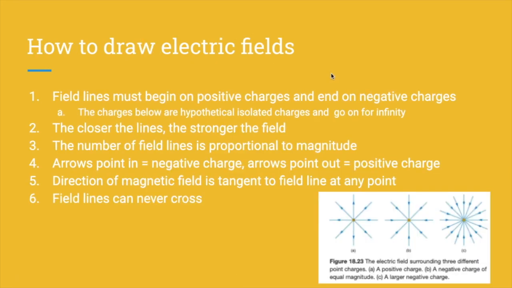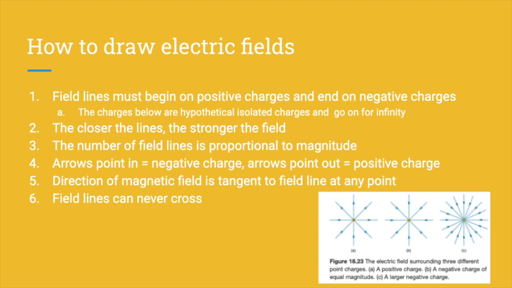So now let's get on to some basic steps for drawing electric fields. Number one, field lines must begin on positive charges and end on negative charges. The ones you see in the picture below are actually hypothetical isolated charges and go on for infinity and therefore have no beginning or end. But just know that in the real world, field lines begin on positive and end on negative charges. Number two, the closer the lines, the stronger the field.